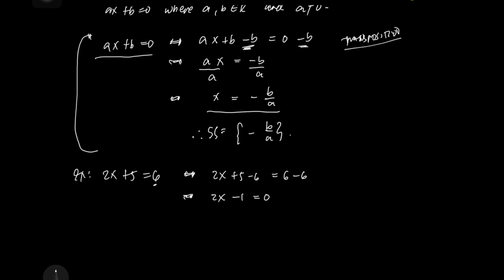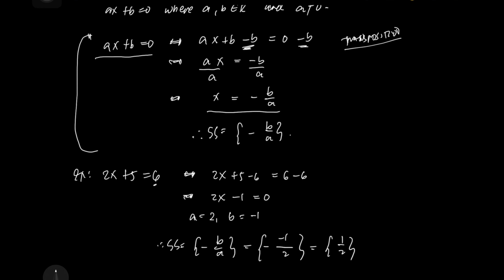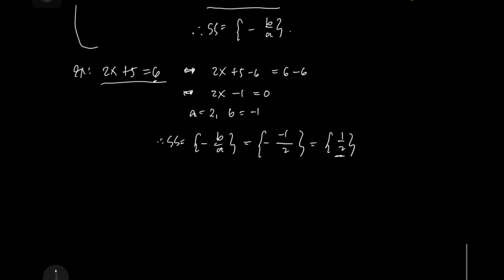So now it is already in the form ax plus b equals 0, where a is 2 and b is negative 1. Remember, the solution set is negative b over a. So this can be written as negative negative 1 over 2, which is 1/2. Therefore 1/2 is the one that satisfies 2x plus 5 equals 6.